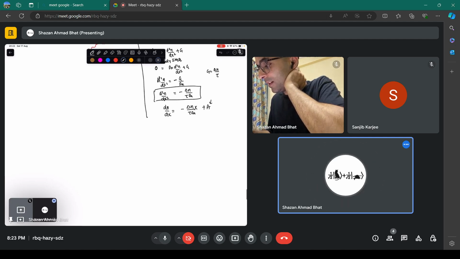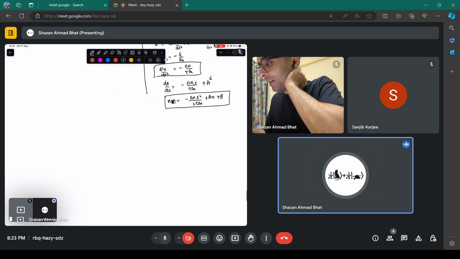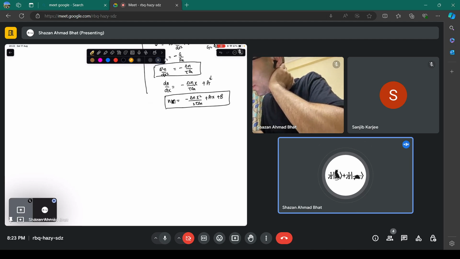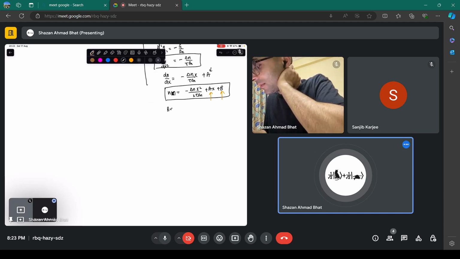You integrate it once. You integrate it again, and you get n of x equivalent to minus Δn x² divided by 2τD_n plus ax plus b. This is n of x, the concentration variation along x. Now, what people do once they arrive at this is keep going. They just need to find this particular a and this particular b. Now they apply the boundary conditions.